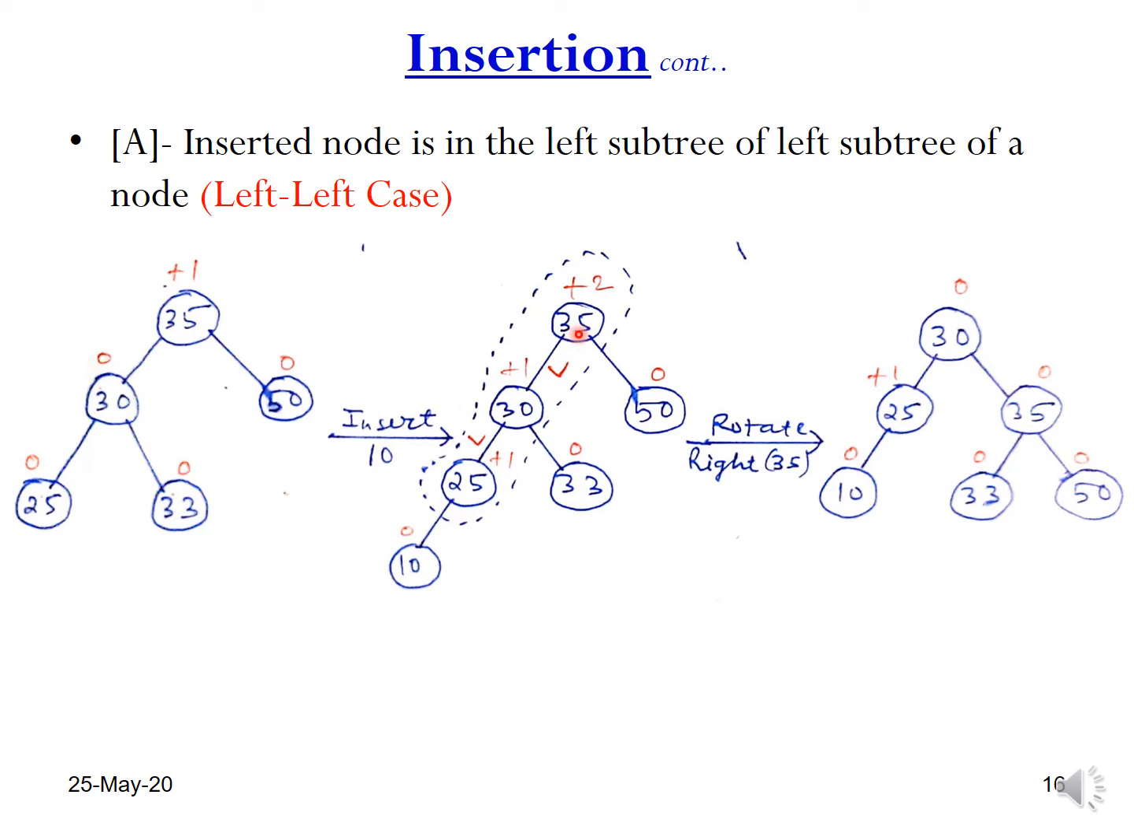The balance factor of this 35 is plus 2, because the height of the left subtree is 3 and the height of the right subtree is 1, so 3 minus 1 is plus 2. So the AVL condition is violated here, because the balance factor is plus 2 and it should not be. That's why it is not an AVL tree. So we will try to balance it. How will we balance it?